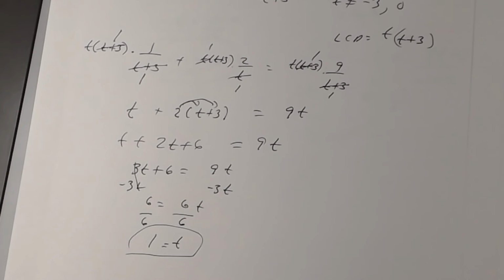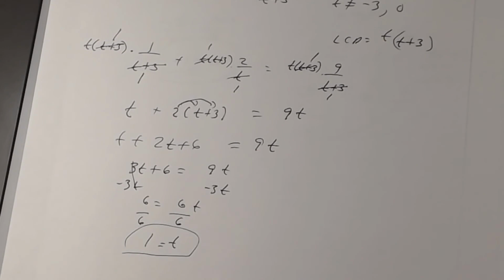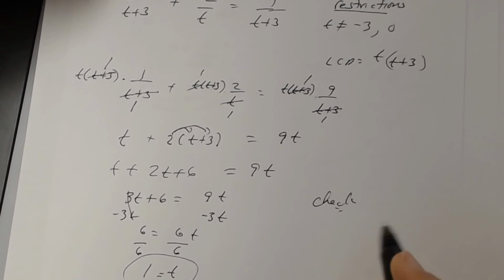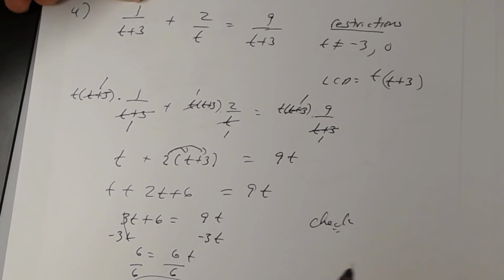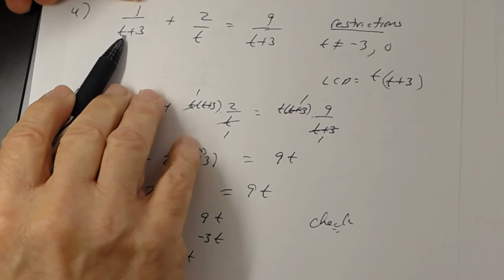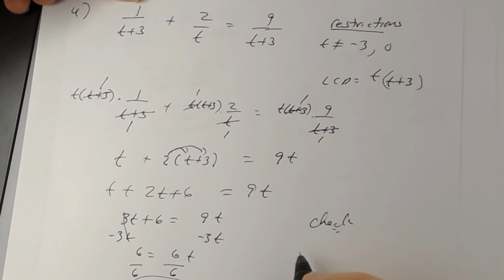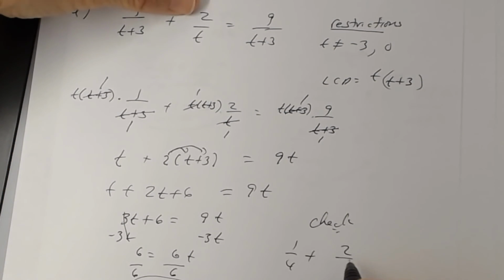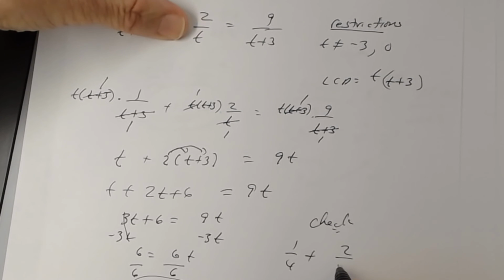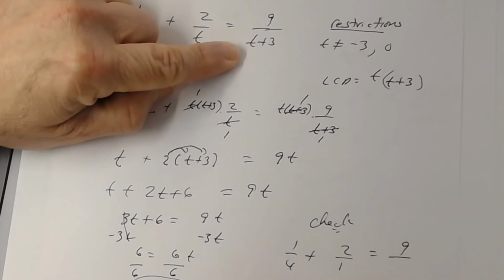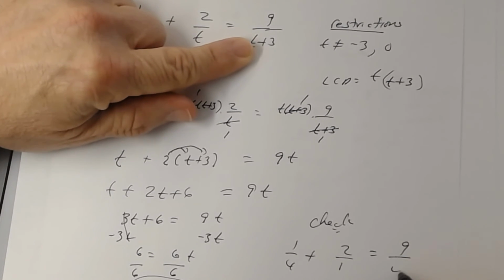All right, now let's check it. Let's go ahead and check this. Wherever I see a t, what do you plug in? 1. All right, so I get 1 divided by 1 plus 3, right? Which is really 1 divided by what? 4. Plus 2 divided by what? 1. Equals 9 divided by, remember t is 1, 4.